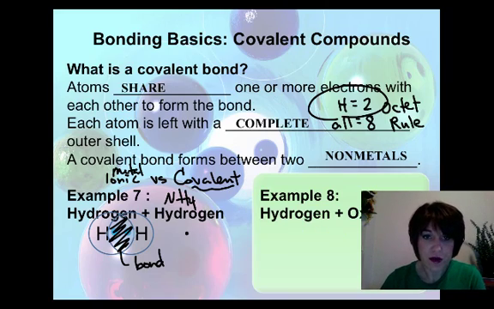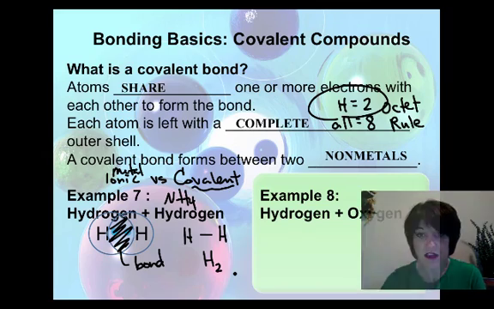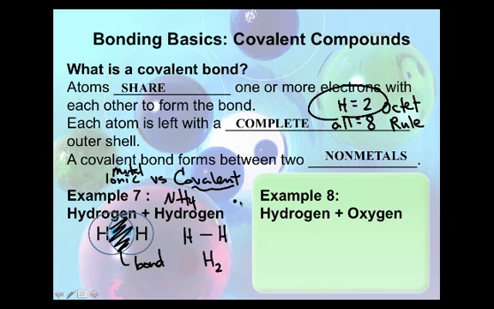What I want to show you now is that if we're sharing one pair of electrons, then the bond is designated with a single line like this, because it's sharing a single pair of electrons. And then we would write the formula for this molecule just like this, H2, to indicate that there are 2 hydrogens in this molecule. So a covalent compound tells us exactly how many atoms of each kind make up a single unit called a molecule.